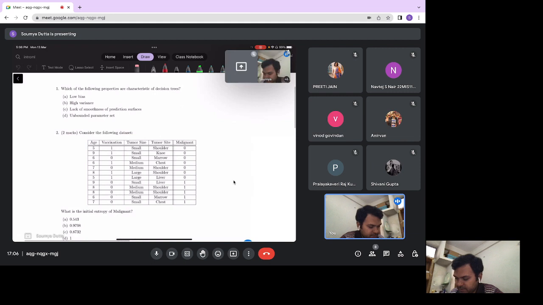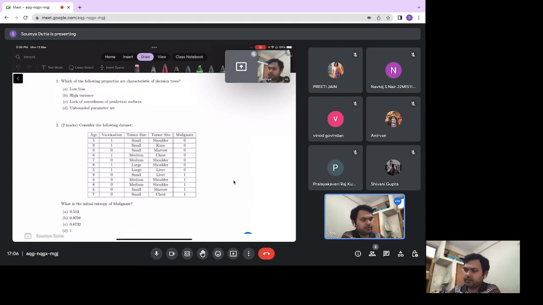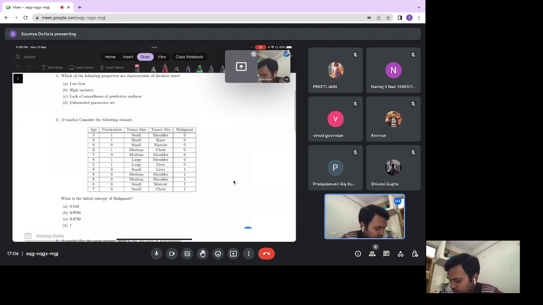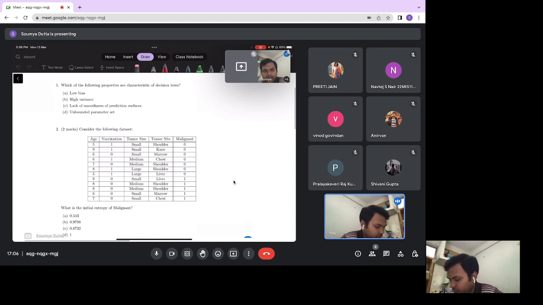So these are about decision trees. Let's get to it. These are the questions in the last run of this particular course, and I will be going through the questions one by one. Again, as always, if you have any doubts, you can stop me in between, and towards the end, I will have a lot of time for questions, so you can ask me at the end as well.